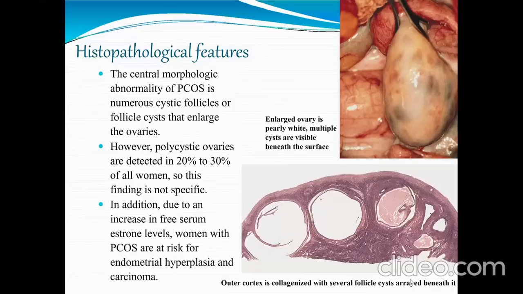cystic structures. But then of the same ovary, if we see the histopathological section, the second photo, we can see that the outer cortex is collagenized, and underneath we can see several follicle cysts, one by one, so many follicle cysts we can see.